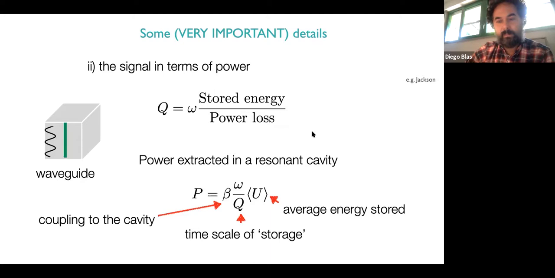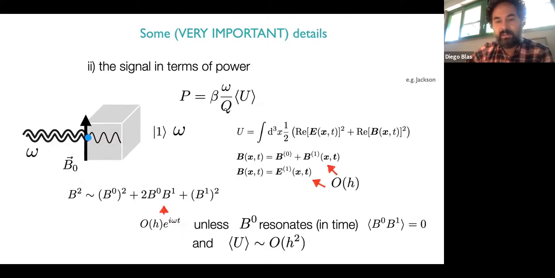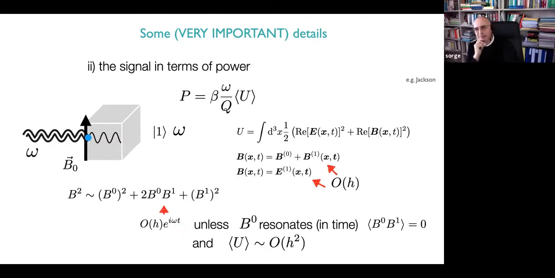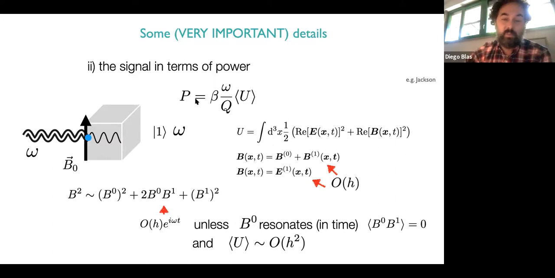Okay, very good. You have five minutes. All right. So you want to compute the average energy of the cavity. Then the energy on the mode that you are reading out is going to be, again, from Jackson, the square of E and the square of B. So you compute the square of B and the square of E.